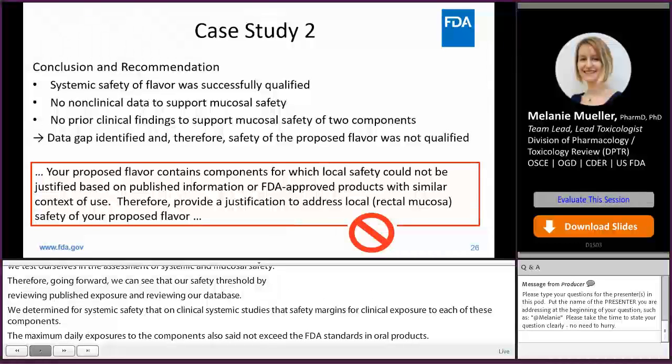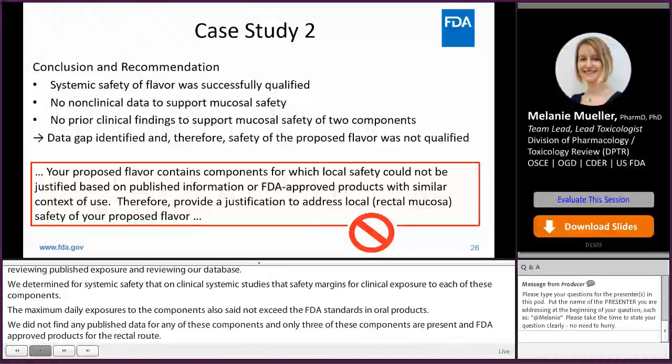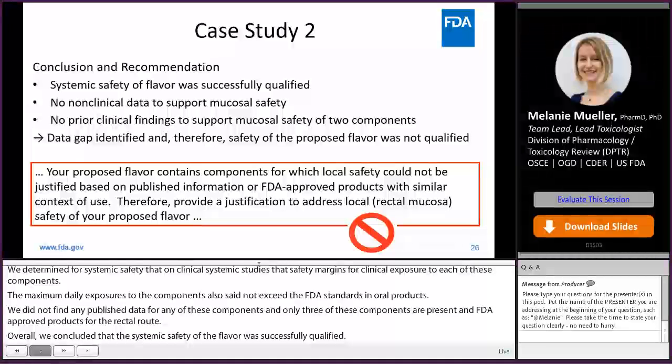Overall, we concluded that the systemic safety of the flavor was successfully qualified. However, there are no non-clinical data to support the mucosal safety and no prior findings of safety to support mucosal safety for 2 of the components. This identified a data gap, and therefore the safety of the proposed flavor was not qualified.